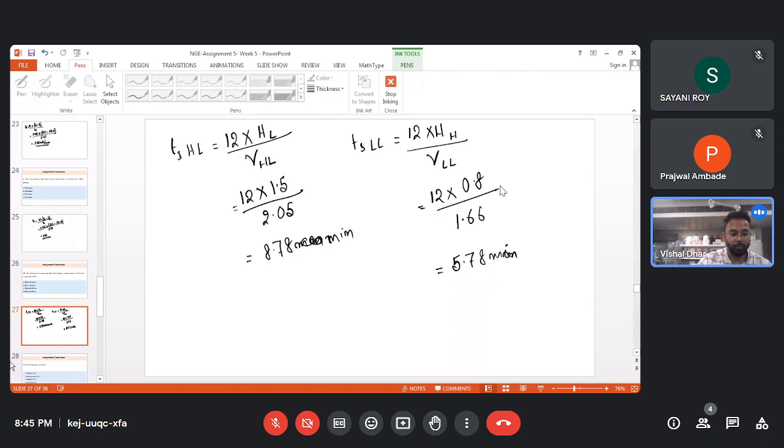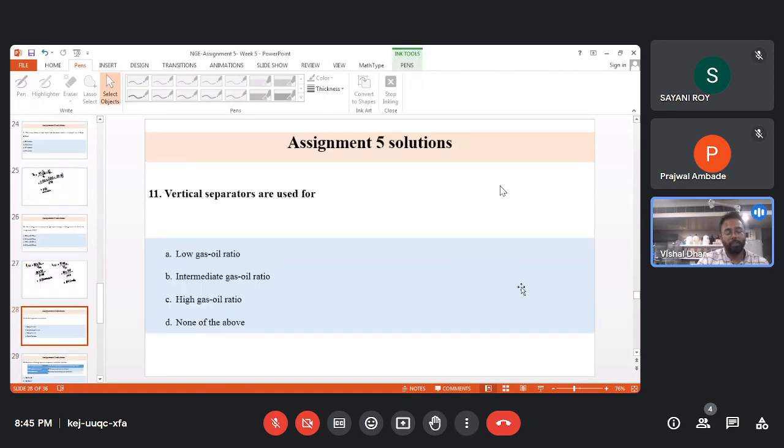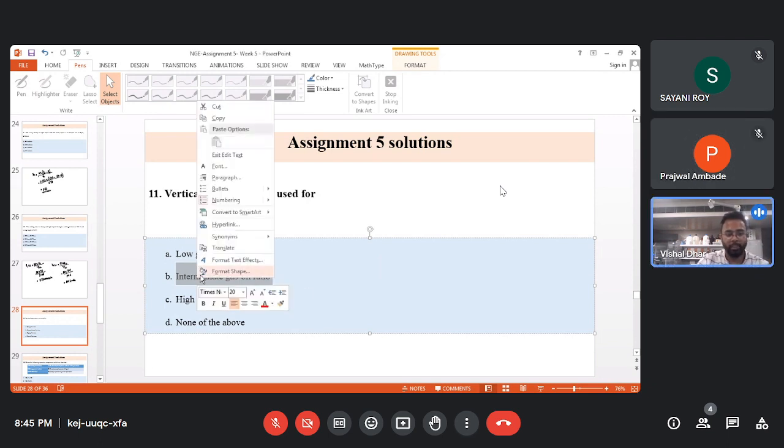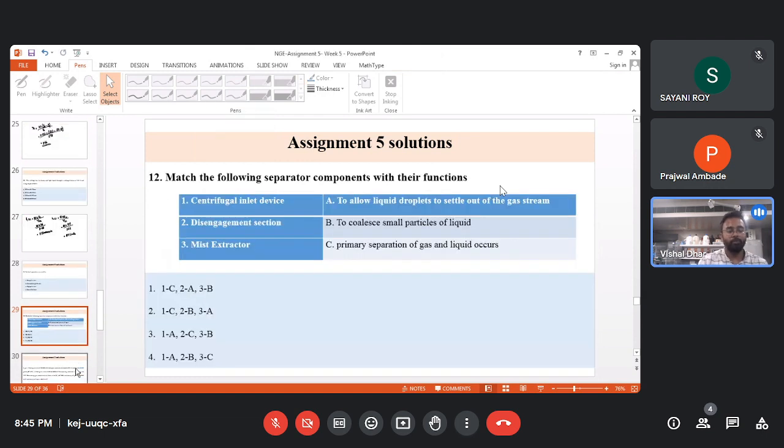Okay, I will go to the next question. It is a theoretical question. Vertical separators are used for: low gas oil ratio, intermediate gas oil ratio, high gas oil ratio, or none of the above. I have already discussed it in the revision part. The correct option is B, intermediate gas oil ratio. Prajwal? Yeah, correct. Very good. Next, we'll be going to question number 12.